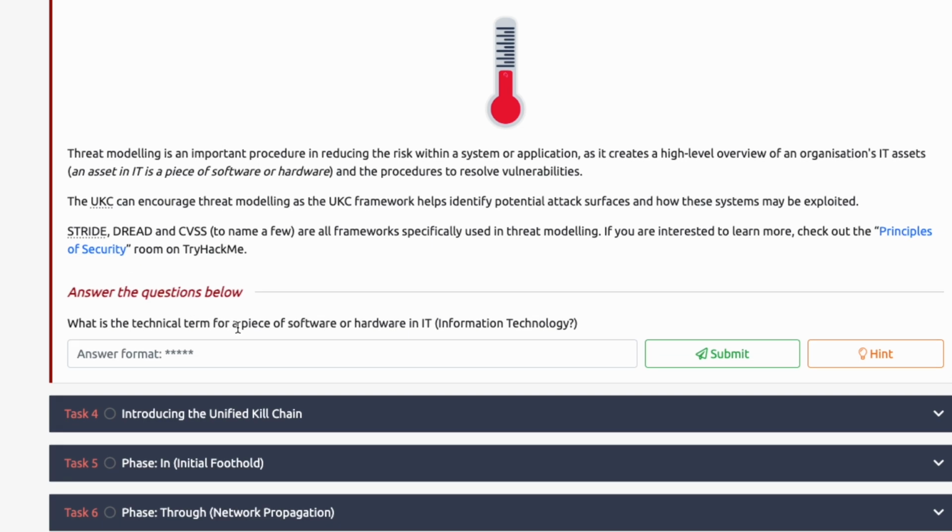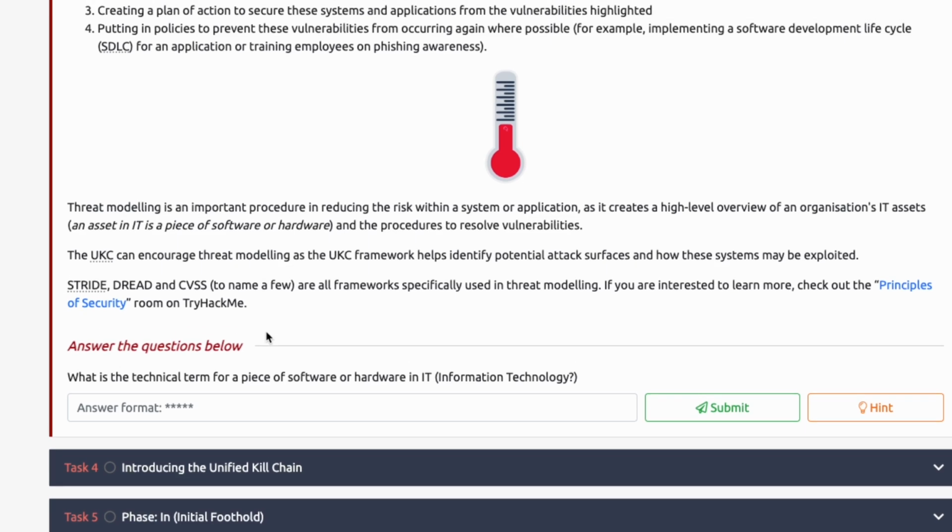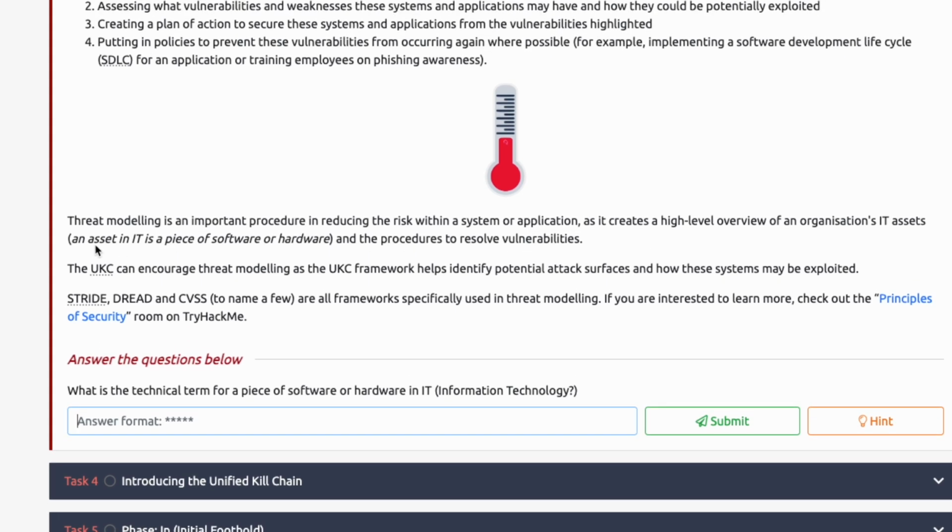So what is the technical term for a piece of software or hardware in IT? And that is an asset.